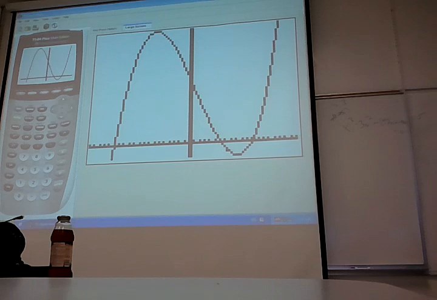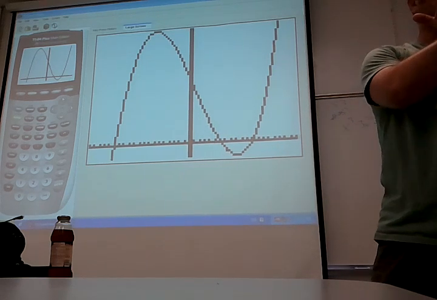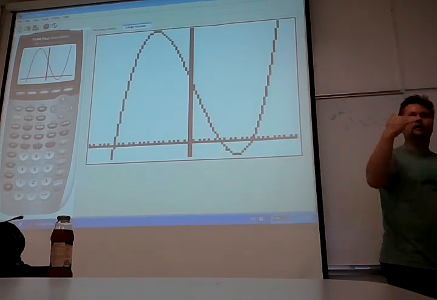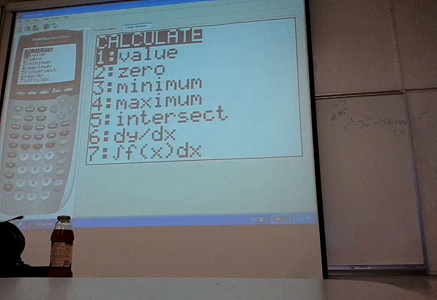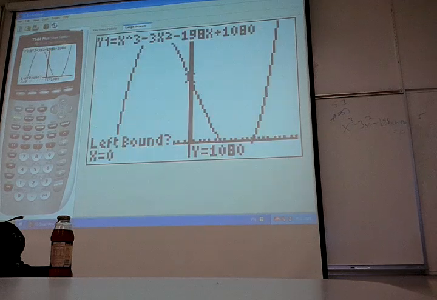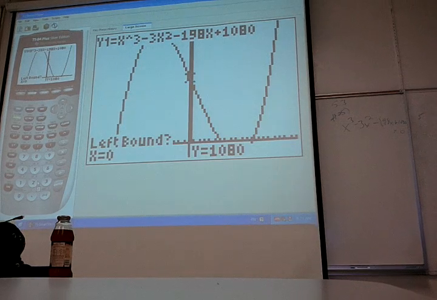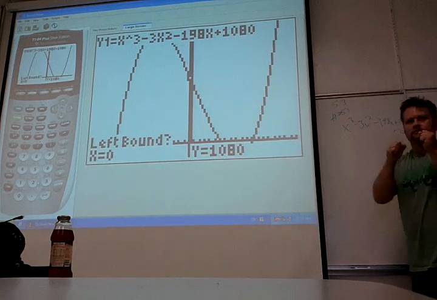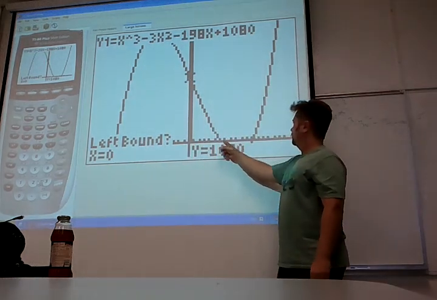So if you hit, where should it go? Where did we go to do an intersection between 2 lines? Yeah, exactly. Go second trace to get to calculate. Second trace to get to calc. Now which one of those do you think I want to do now? Zero. Yeah, exactly. I want to find the zeros of the function. One thing you guys are going to hate is you can't find all 3 zeros at once.